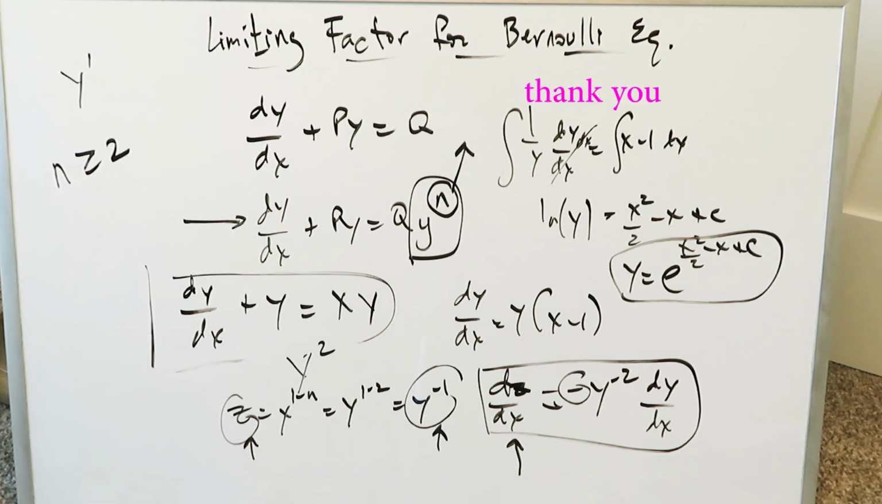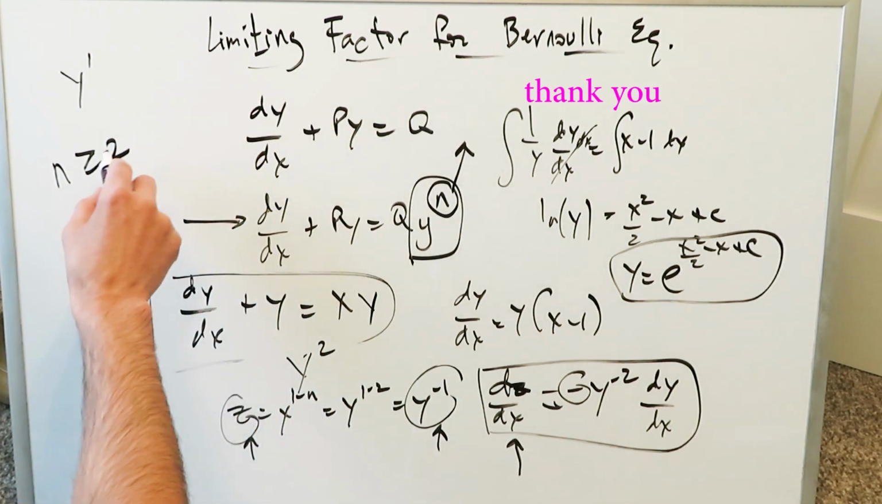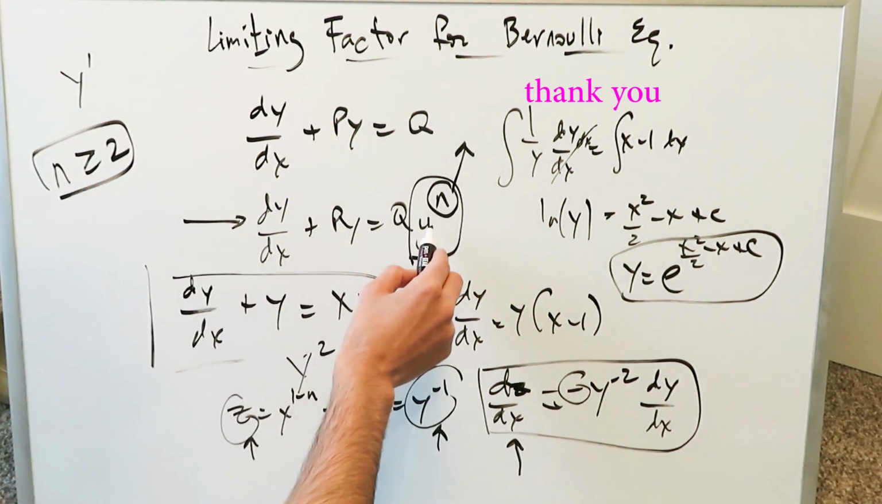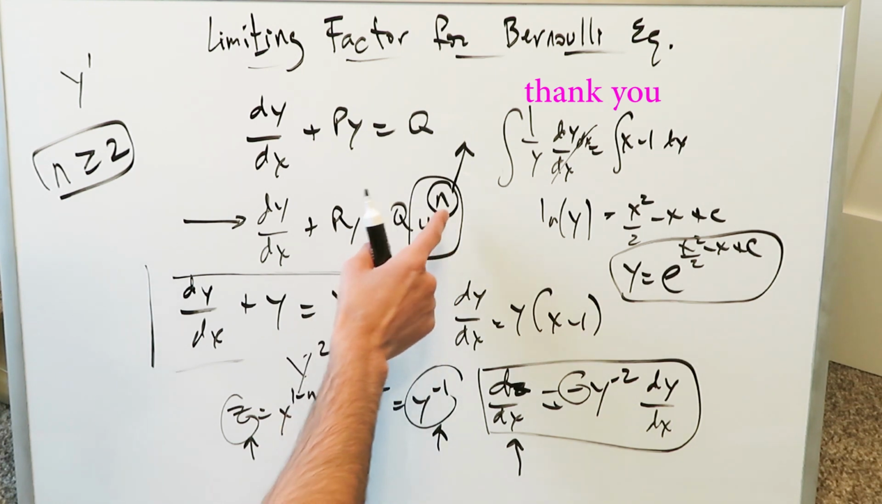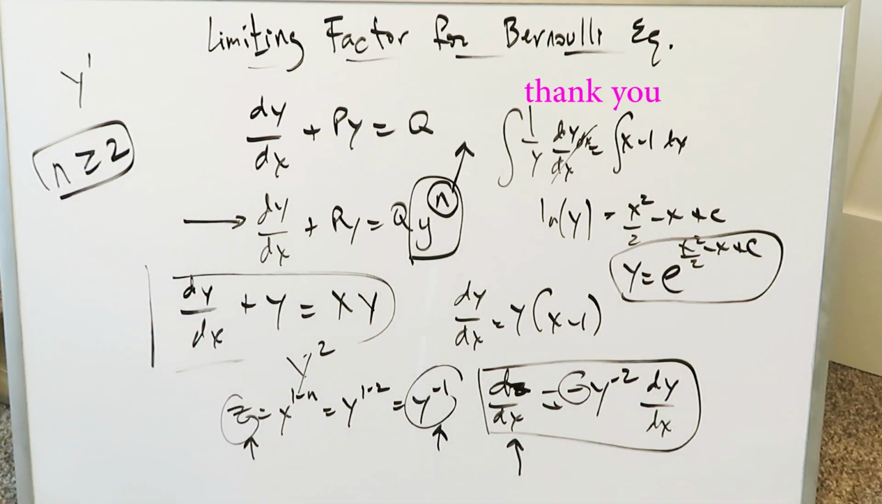But remember, the limiting factor you're looking for is this: n must be greater than or equal to 2 for the term y to the power of n. That n is most important over here, so keep that in mind.